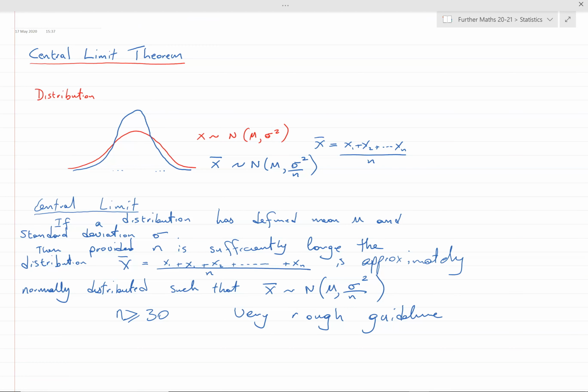Okay, so very important theorem. Very important you understand the gist of it. I'm going to do a few examples from past exam papers on the central limit theorem, and hopefully then you've got the idea. That's a good place to stop.